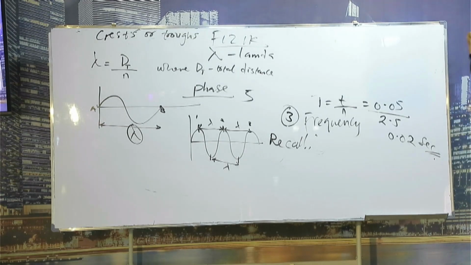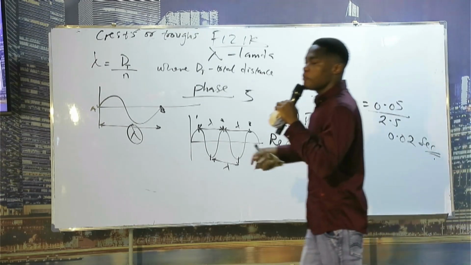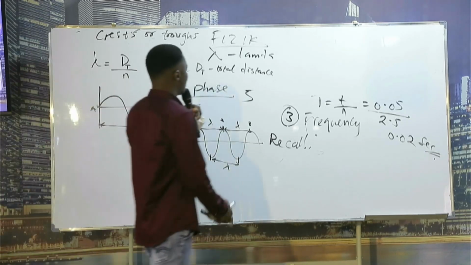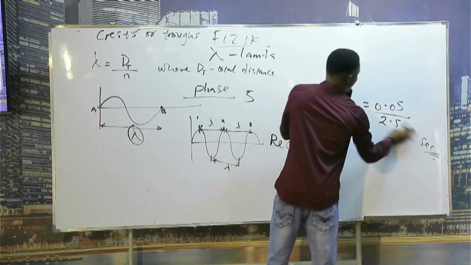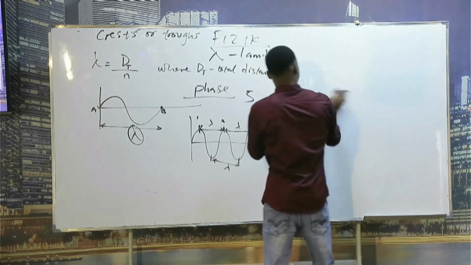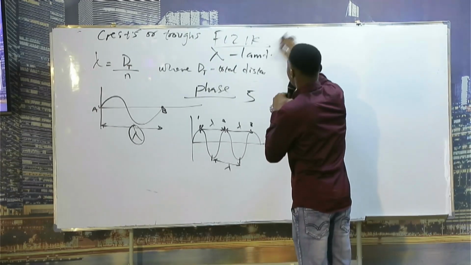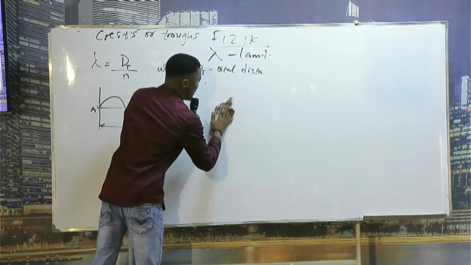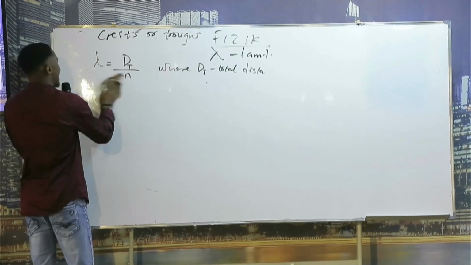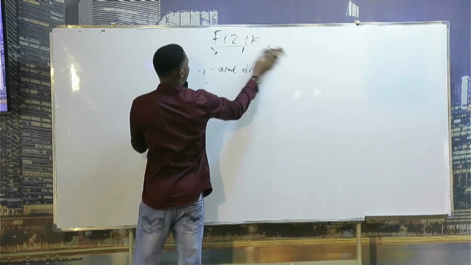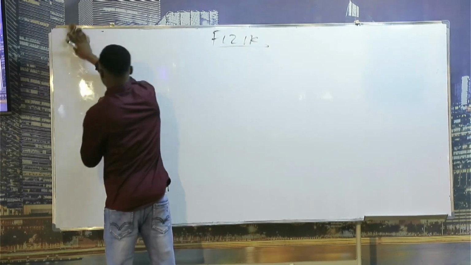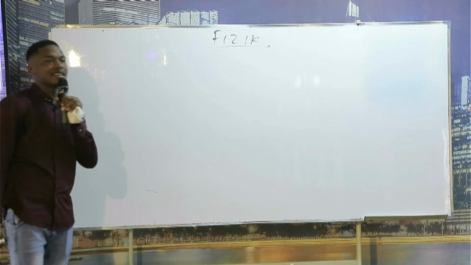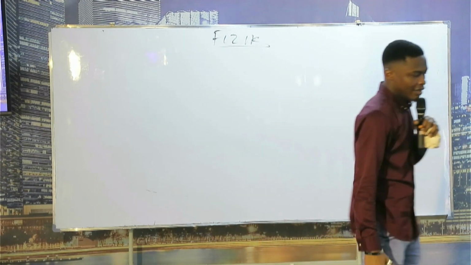In simple terms, points in phase are one cycle apart. Are we there? Full stop.